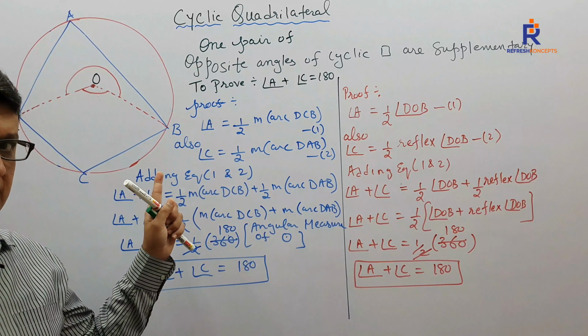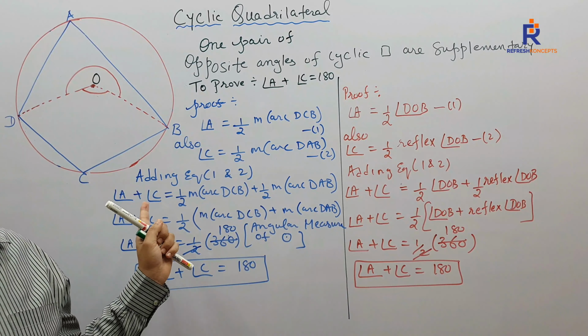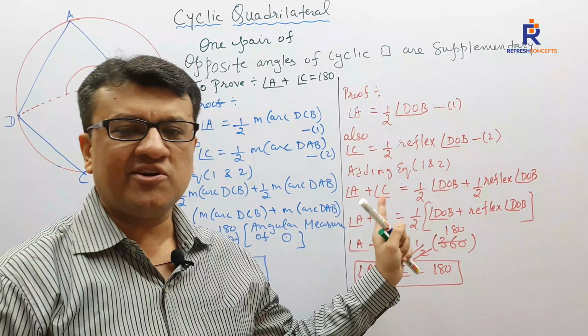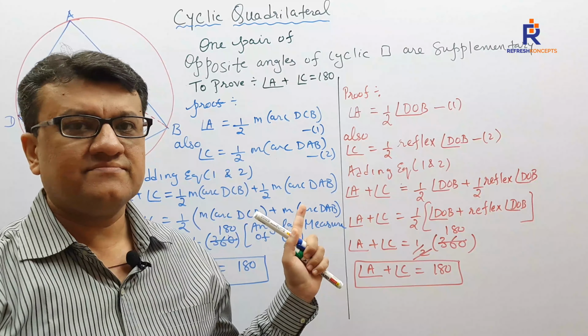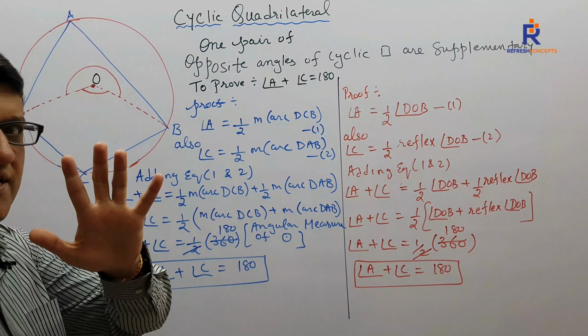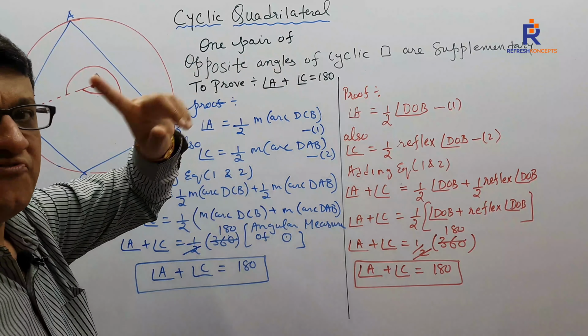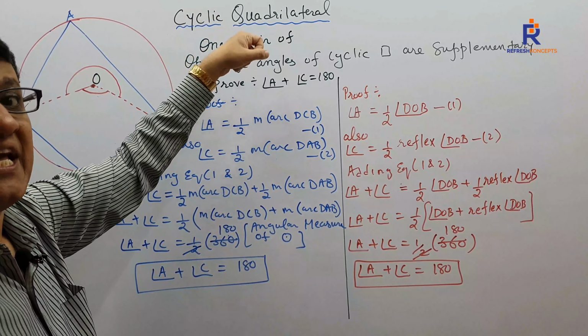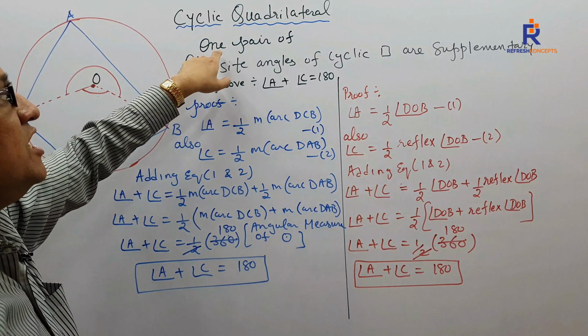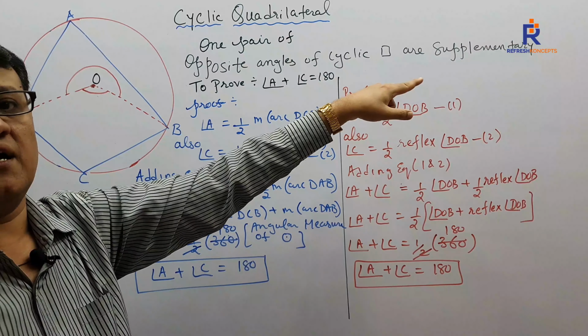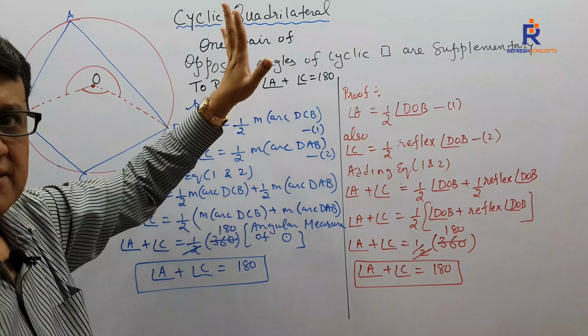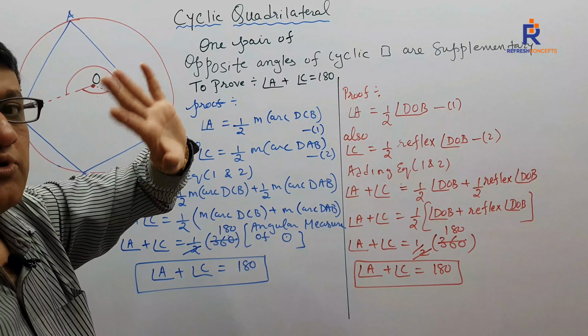So, IAT in context to the intercepted arc, and again IAT in context to the central angle. And the main thing we need to remember is what we have proved. Don't forget what we have proved: our first and utmost important property of a cyclic quadrilateral. One pair of opposite angles of a cyclic quadrilateral are supplementary. In fact, both pairs, so you can't say only one pair.